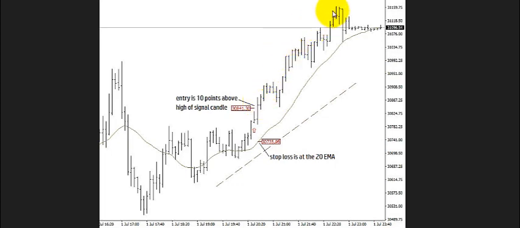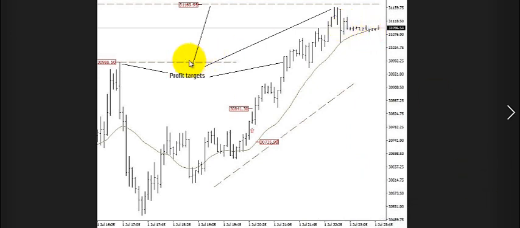And then our targets are going to be the next level of resistance. I'm going to show you that in this case, there were two different levels, two different resistance levels. I'll talk about that in a moment. So here you can see the two different profit targets. Now, what would cause you to close the trade at the first and not hold to the second?